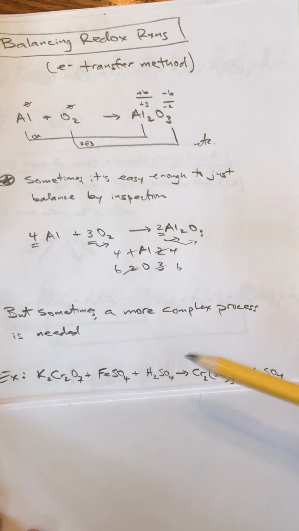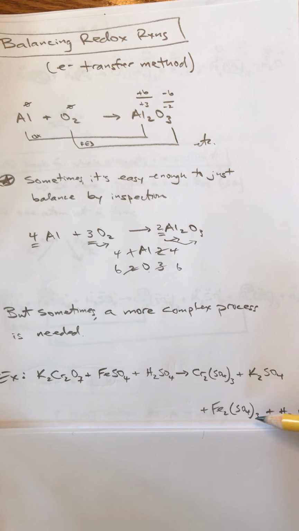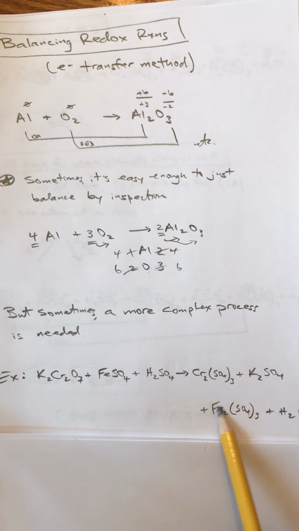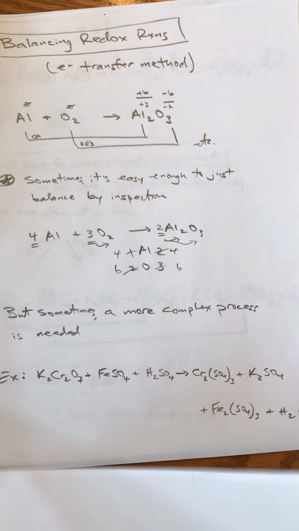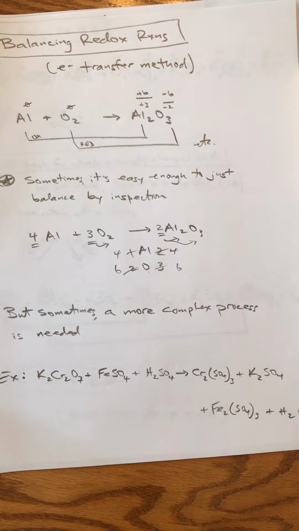I've got potassium dichromate plus iron 2 sulfate plus sulfuric acid goes to, this looks like chromium +3 sulfate and potassium sulfate and iron 3 sulfate and water. Wow, they've got 1, 2, 3 reactants and 1, 2, 3, 4 products, and that just looks big and nasty. That wouldn't balance very well by inspection.